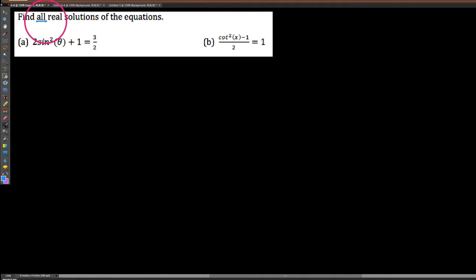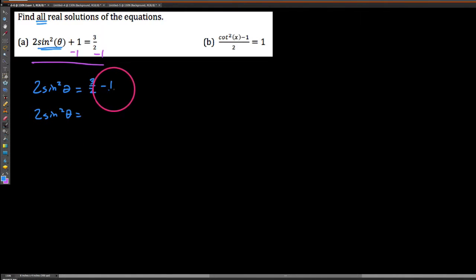First things first, we're going to list all infinitely many answers. And then secondly, let's consider our first example here. We have 2 sine squared theta plus 1 is equal to 3 halves. The first thing we want to do is isolate our trig function, meaning we need to get other things off of the left side with our sine squared. We have 2 sine squared of theta would have to equal 3 halves minus 1. Getting a common denominator, that would be 3 halves minus 2 halves, which leaves behind a half.